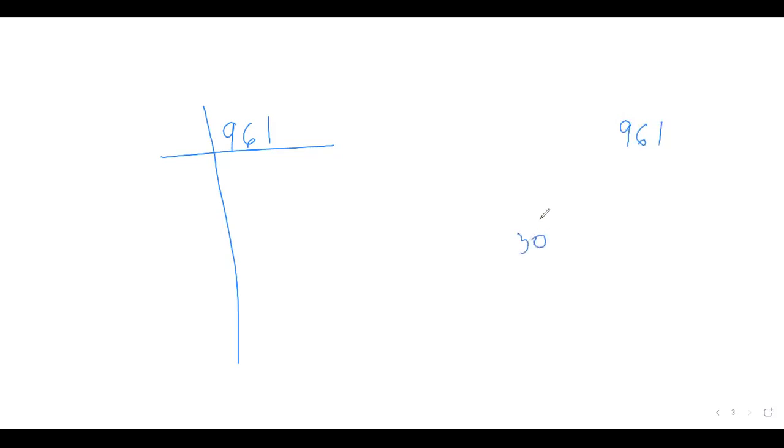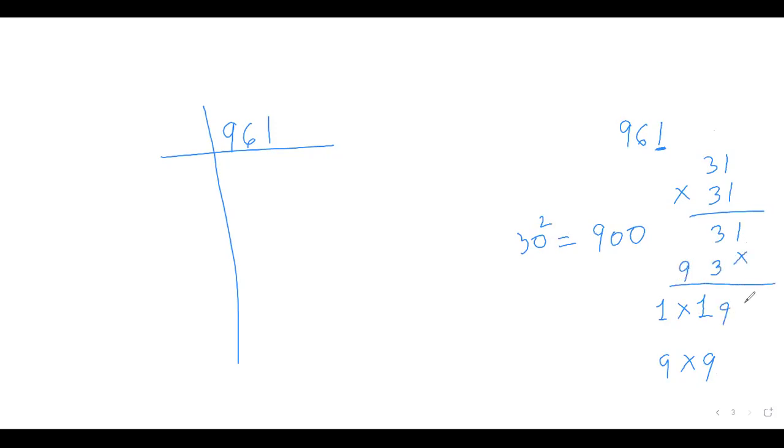I know 30 square is 900. And if it is ending with 1, it can have either 1 into 1 or 9 into 9, that is 81, which ends in 1. So let's try 31 into 31. If I solve it, then yes, I'm getting 961. So I will divide it by 31, and again by 31. So yes, 961 is a perfect square number.